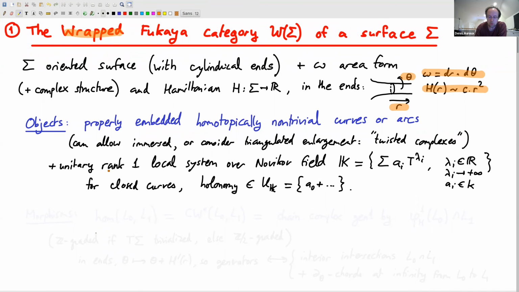We will also equip those objects with unitary rank 1 local systems. So what this amounts to for arcs, this is trivial. For closed curves, this amounts to the data of one number called the holonomy of a local system.